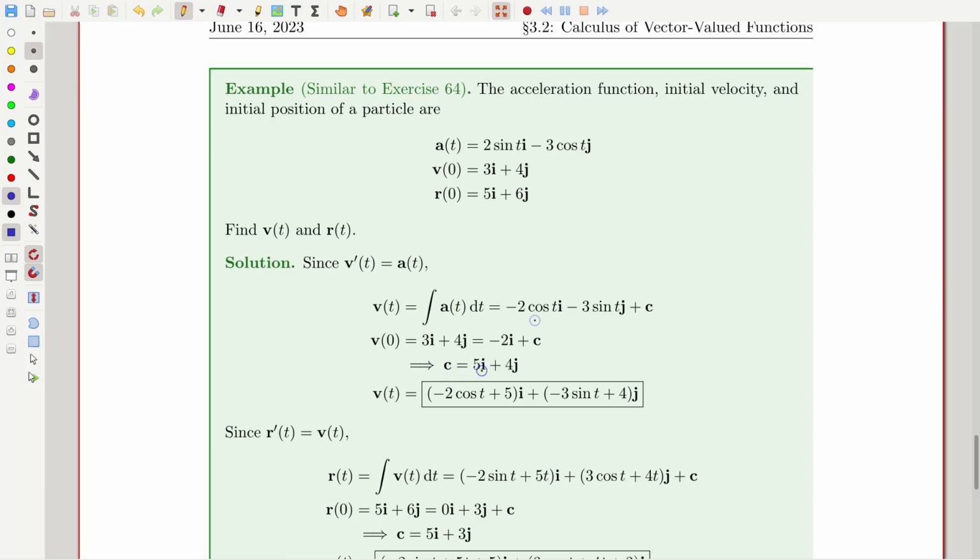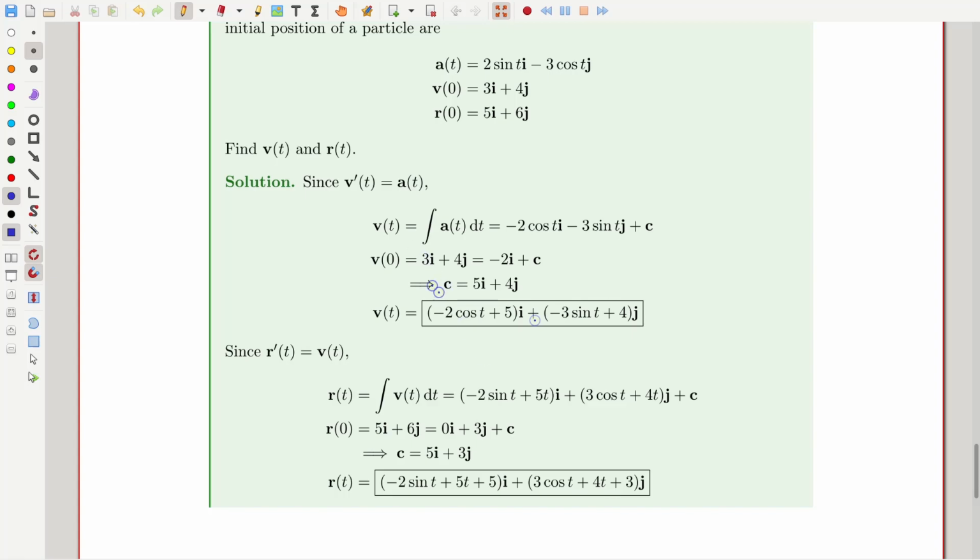And so plugging this back in, and then regrouping so that we collect the i's and j's, we get minus 2 cosine t plus 5 as my function in the x-coordinate, and minus 3 sine t plus 4 as my function in the y-coordinate. So we have this as the velocity function. Now, integrating the velocity function will give us the position function. So we integrate, which is not too difficult. And of course, we also have a plus c at the end.